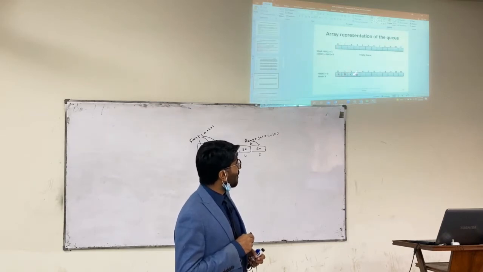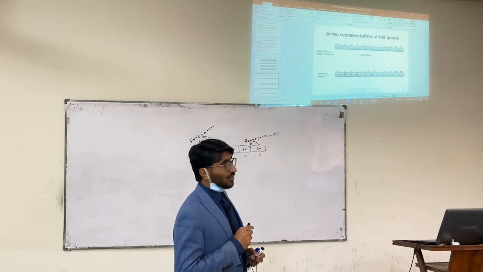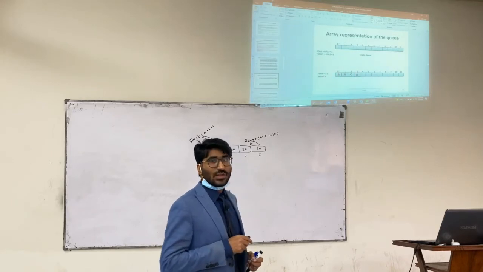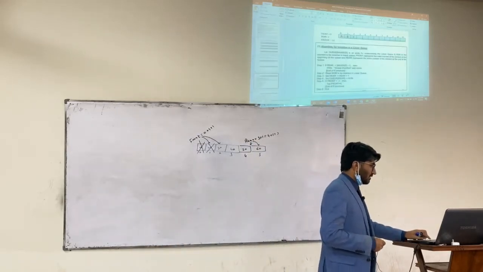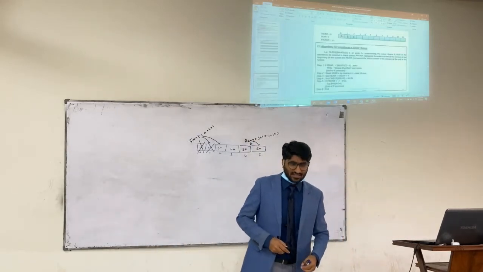But if we have a number of values, here rear is 3 and front is 0. Why? Because front points to this value now, and rear points to this value. Clear? I hope so, right? Yes, sir. This is a very easy concept, even a little easier than linked list.